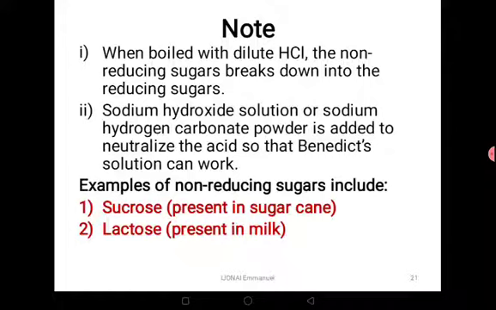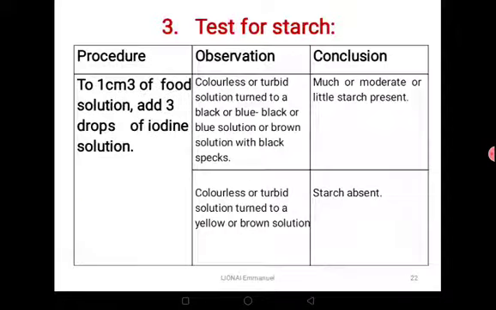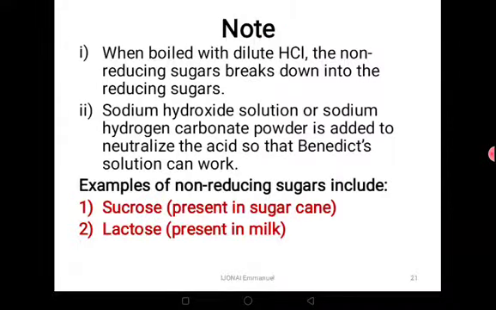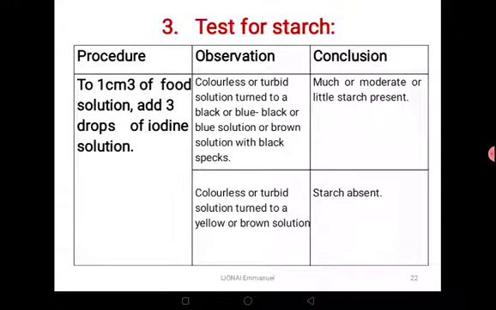because the Benedict solution works best in a neutral medium. So the examples of non-reducing sugars include sucrose, lactose. Those are the major examples of the non-reducing sugars, sucrose and lactose. There are others, but those are the major ones that we usually test for. So that one is the test for non-reducing sugars there. So let's look at the last test here, the test for starch. This should be the simplest test for you in the laboratory.